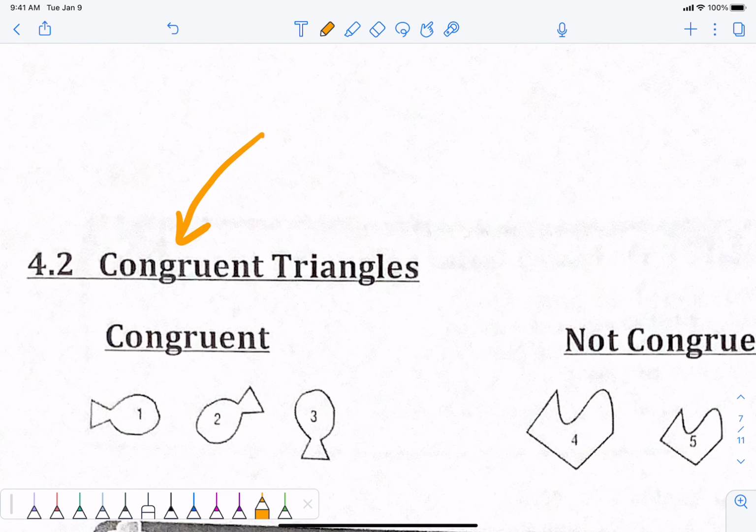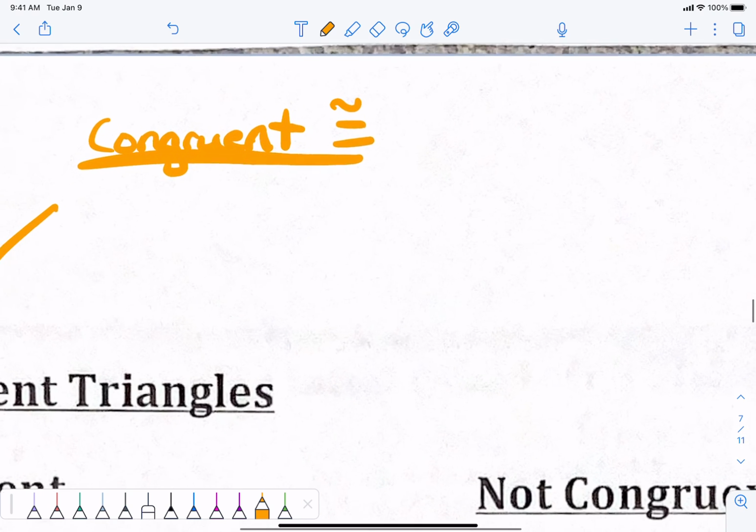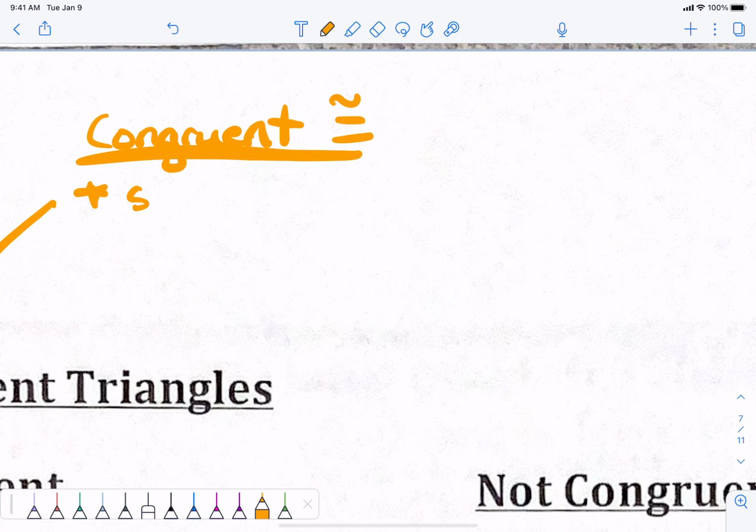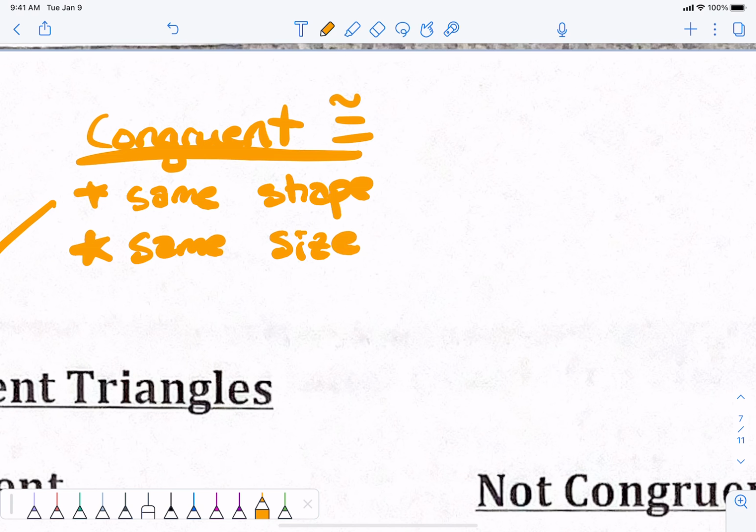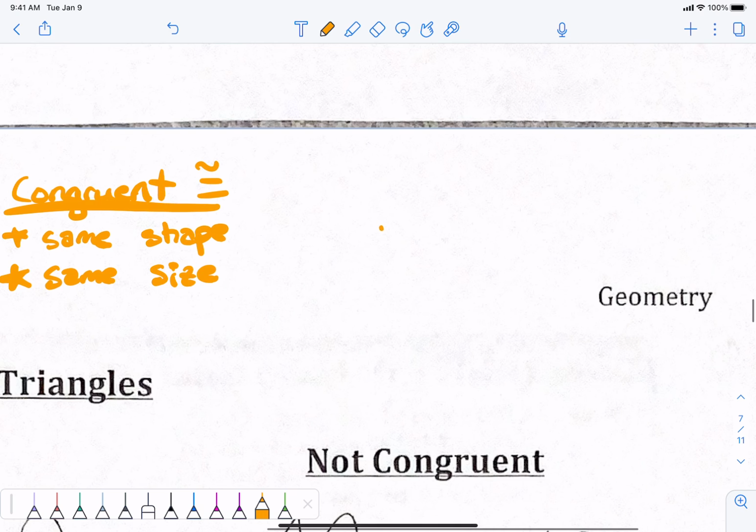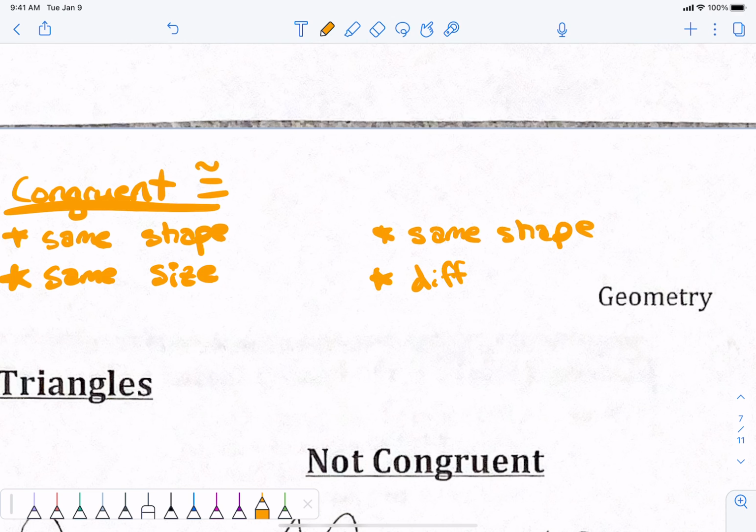We'll get to that. All right, so we're talking about congruent triangles to start with. That's what this chapter is, and let's review that congruent. The symbol for congruent is an equal sign with a little squiggly over top of it. And things that are congruent are the same shape, same size. Same shape, same size. If they are the same shape but different size, they are similar figures.